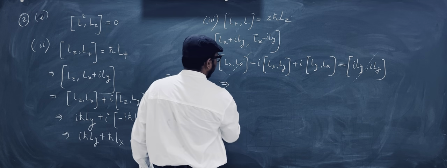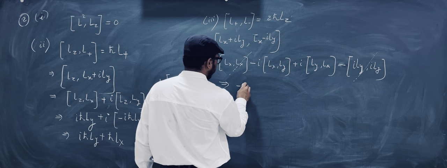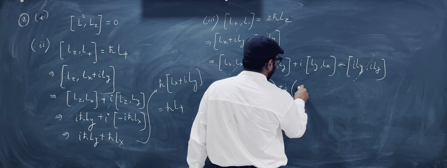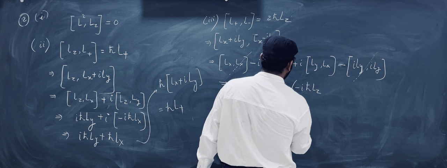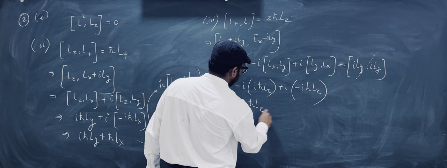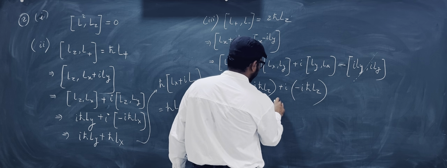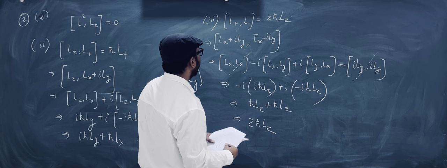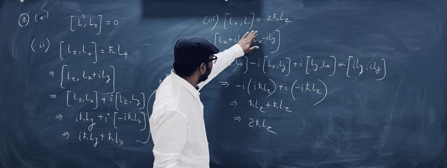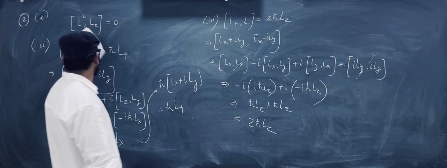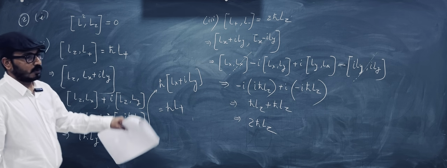So we can write Lx Ly is I h cross Lz, plus I. Ly Lx is minus I h cross Lz. So this will become minus I square is plus 1. So it's h cross Lz. This will be plus h cross Lz. So this will become 2 h cross Lz. So we had to prove that L plus L minus operator is 2h cross Lz. We have proved that it is 2h cross Lz. So the first one was repeated, second was very easy, third was very easy.